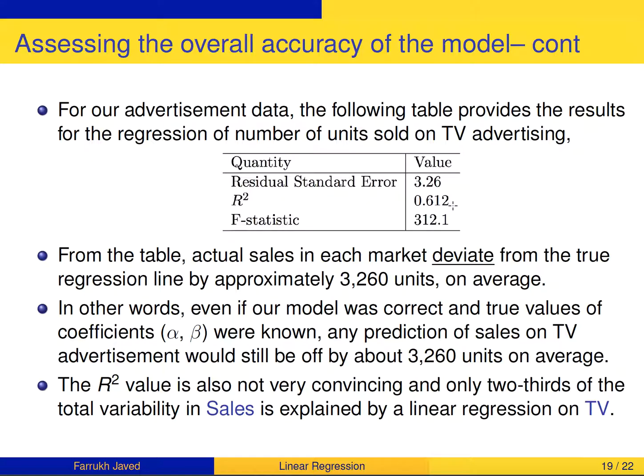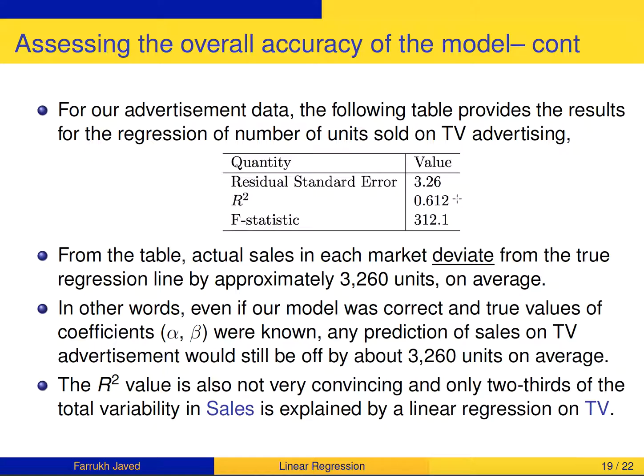Right now, for this particular example, we see that I have only 61% of the determination level for this regression. It means only about two-thirds of the total variability in sales is explained by this linear regression on TV. It explains the variability, but right now it only explains 61%. What about the remaining 39%?